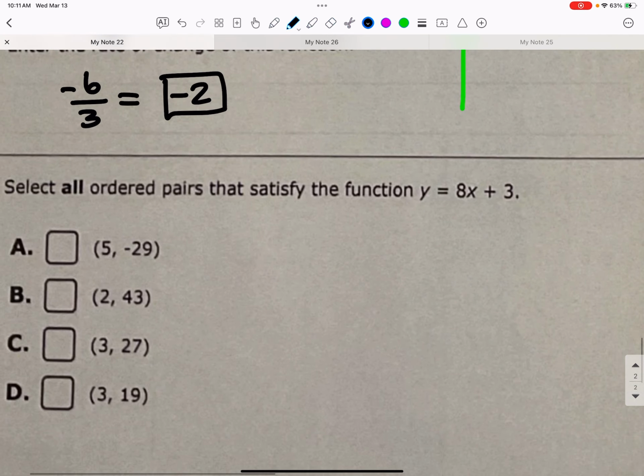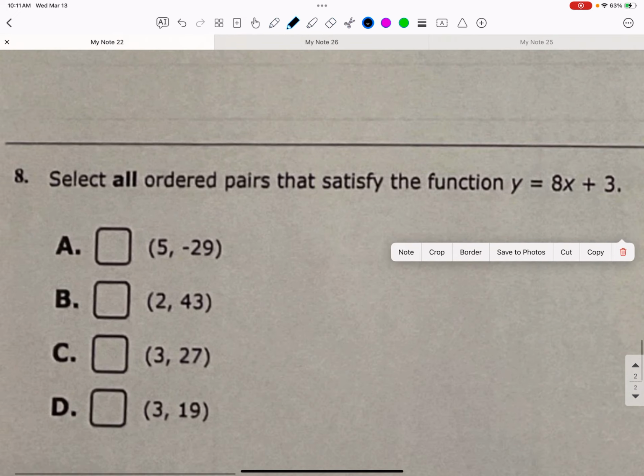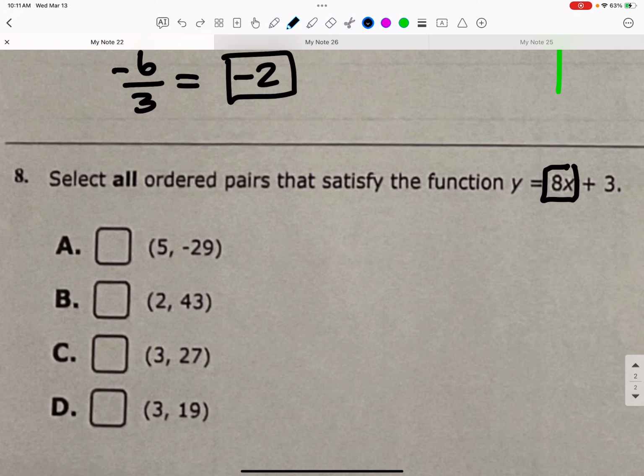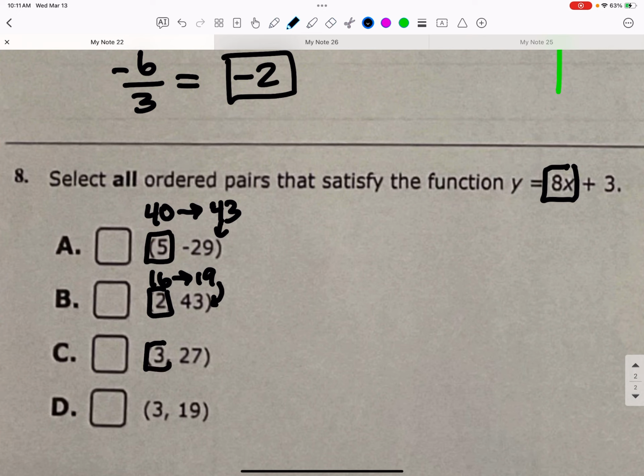All right, which of these, if I take my x, multiply by 8, and add 3, which of these work? Okay, let's see. Oops, let's go back. 5 times 8 is 40, plus 3 is 43. No, that one does not work. 2 times 8 is 16, plus 3 is 19. No, that is not 43. That one doesn't work. 3 times 8 is 24, plus 3 is 27. Yes, that one works. No, that one does not work.